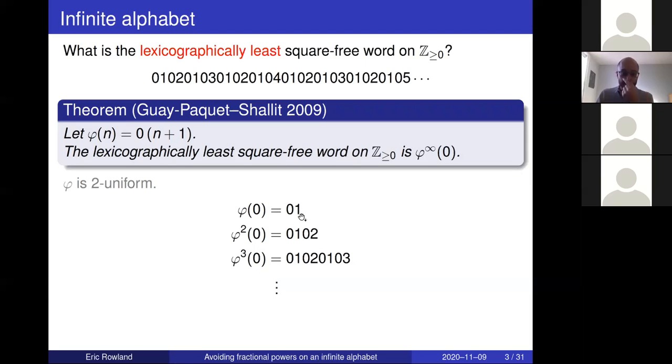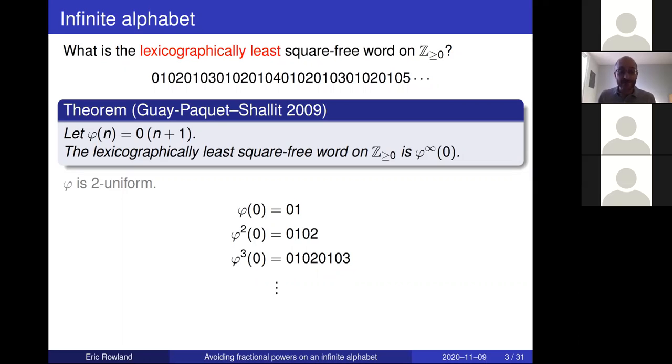And if you iterate that morphism, here are the first few words you get. Phi of 0 is 0, 1. Then when you apply phi to that, the 0 becomes 0, 1, and the 1 becomes 0, 2. And then on the next step, you'll get a 3, etc. In the limit, you'll get a fixed point of this morphism, and that is this lexicographically least square-free word on the non-negative integers.